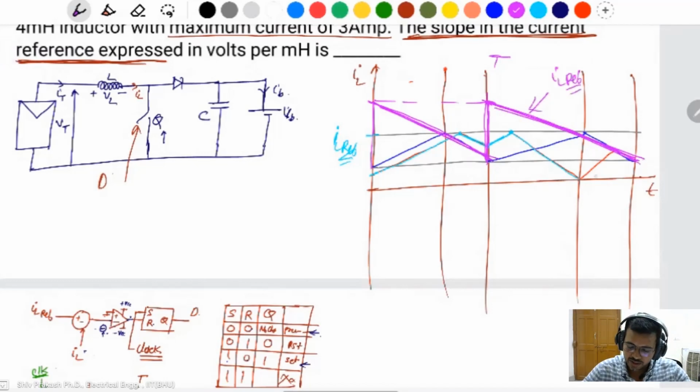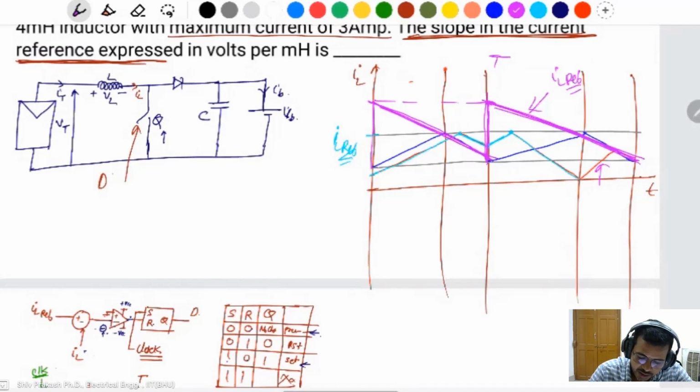To avoid this phenomenon, we set it like a sawtooth waveform. The IL reference is generated by the decreasing slope, or when the switch is turned off, and at that time the IL slope is taken to generate the IL reference in a sawtooth waveform.